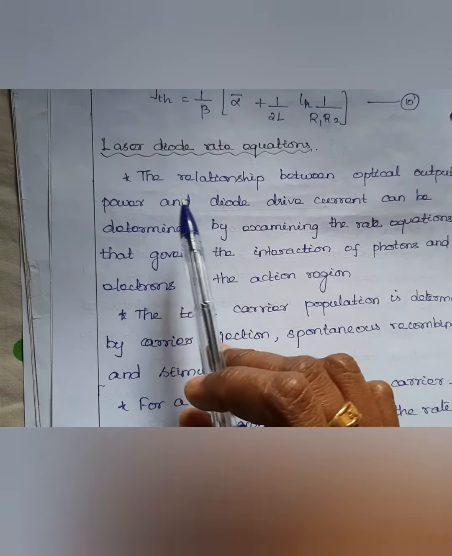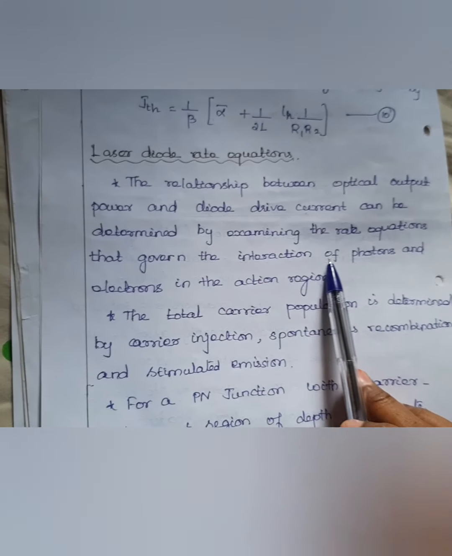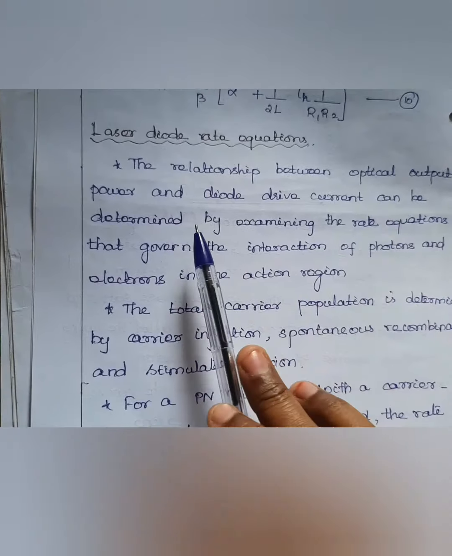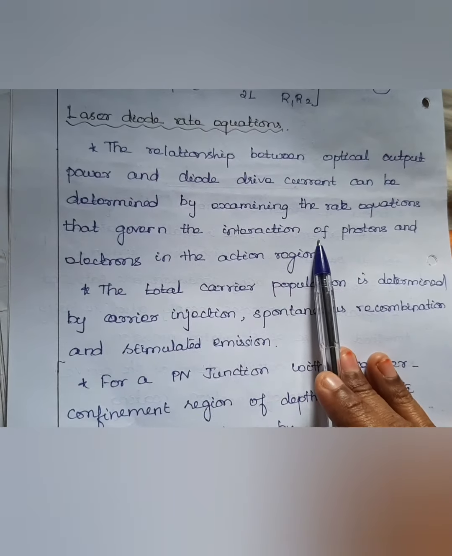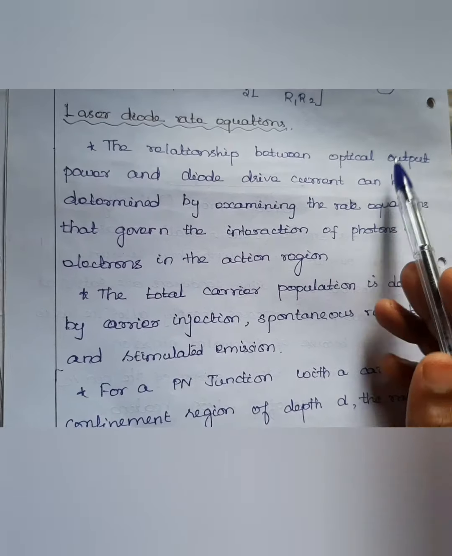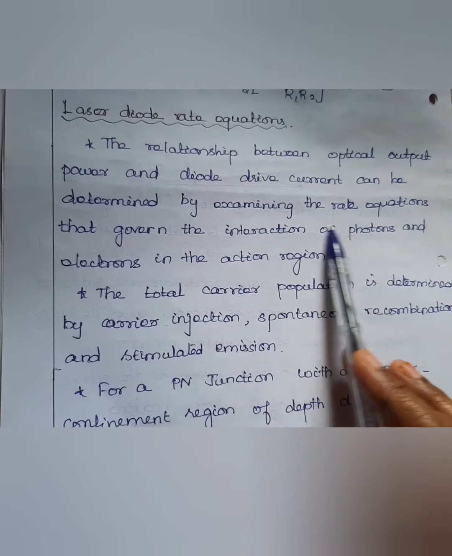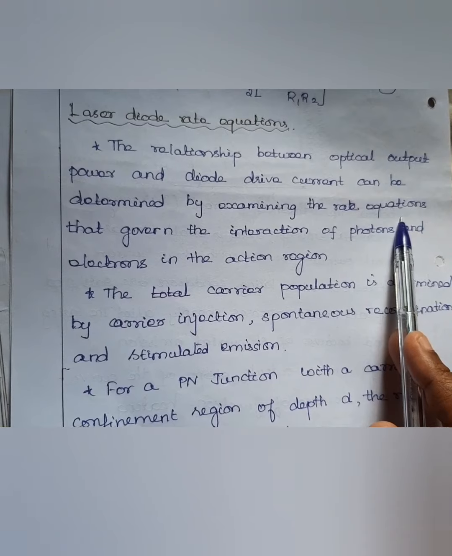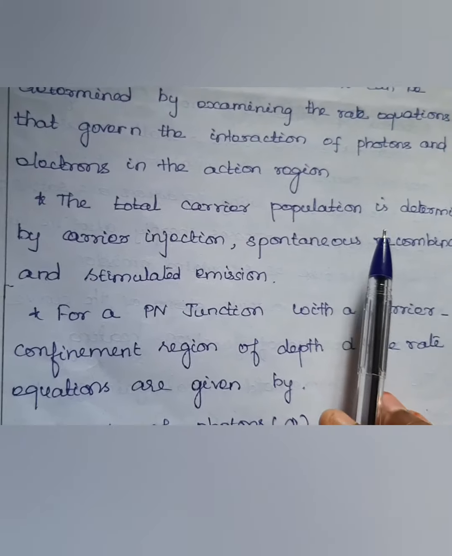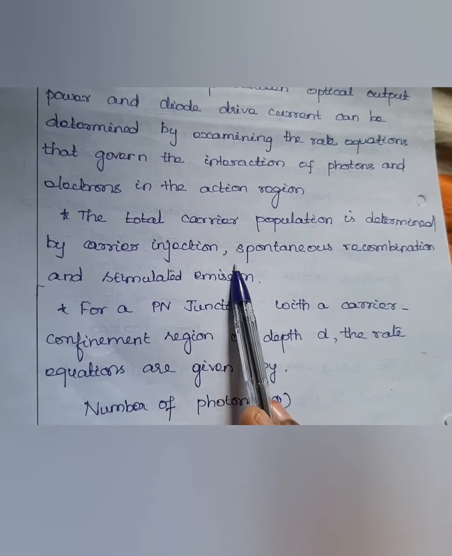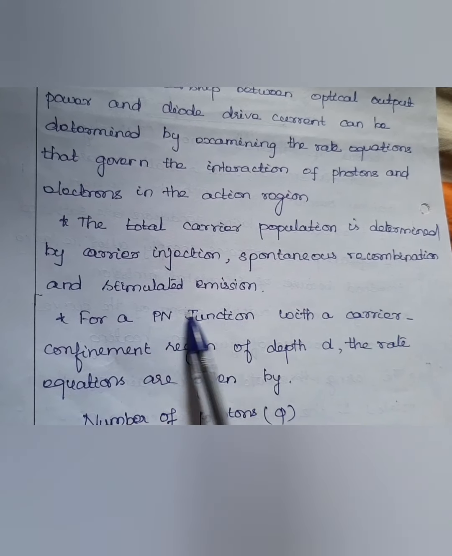So next we can see the laser diode rate equation. The relationship between optical output power and the drive current can be determined by the rate equations. The relation between output power and the drive current can be examined using the rate equation. Now the total carrier population can be determined by using carrier injection, spontaneous recombination and stimulated emission.